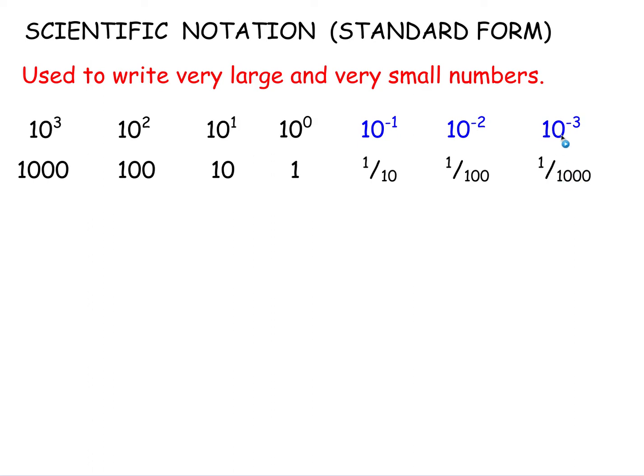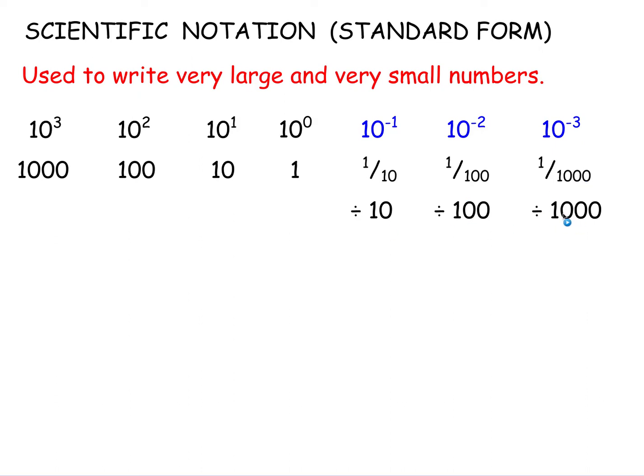1,000th is 10 to the power negative 3. But equally, if you want 1,000th of something, you would divide by 1,000. If you want 100th of something, you would divide by 100. If you want 10th of something, you would divide by 10. So these are also equivalent to division by 10, division by 100, division by 1,000.